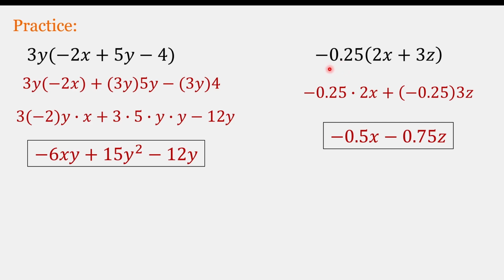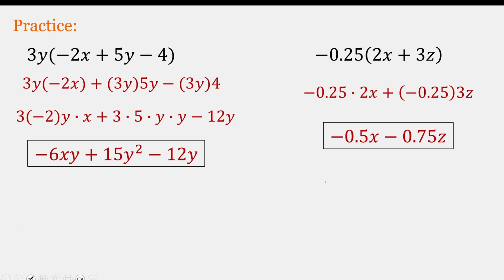And then finally, multiplying with a decimal, we have negative 0.25 times 2x plus 3z, resulting in negative 0.5x minus 0.75z. Since we started with a decimal, it's customary to end with the decimal.